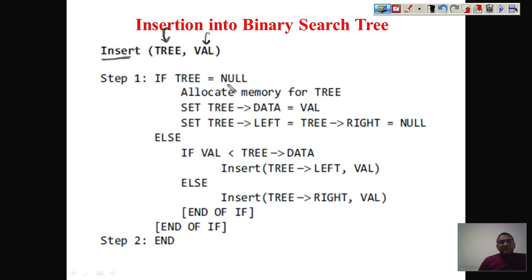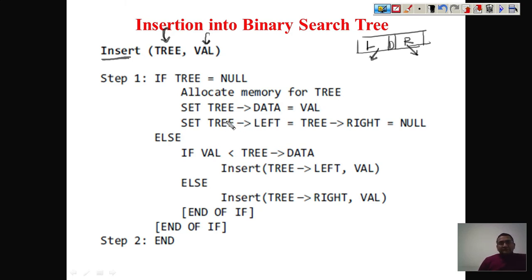Okay, so if the tree equals to null, then what is required? You need to allocate memory for the tree. You need to create a node. You are going to create a node for this tree and set the tree data equals to val. Then you are going to insert the value which you are interested in storing. Now keep in mind we have three parts. One is the data part, one is the address part, you call it the right, and this is the address part called left. So this actually stores the address of the left subtree. This stores the address of the right subtree.